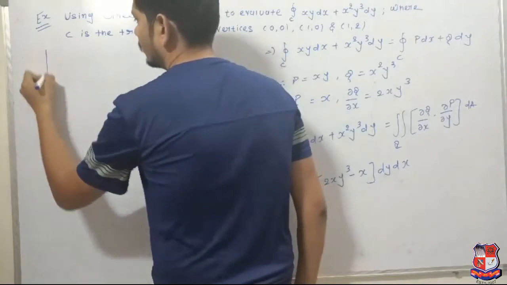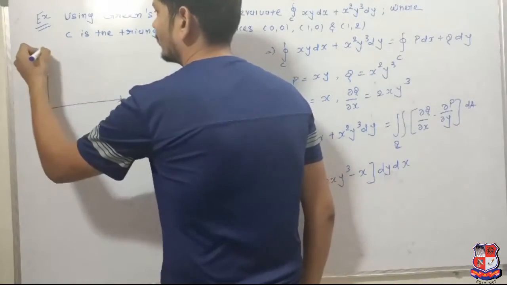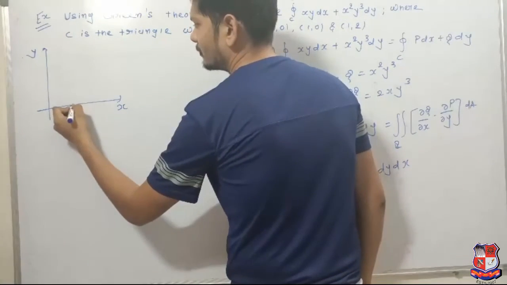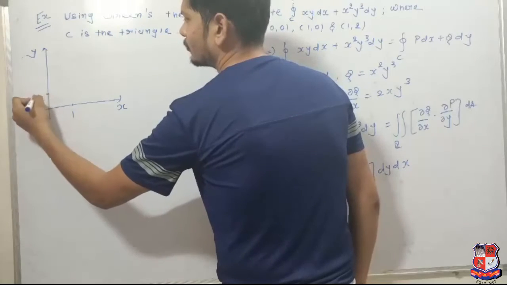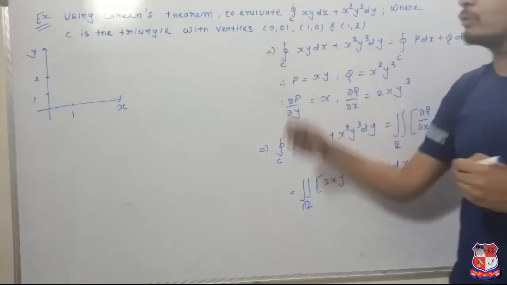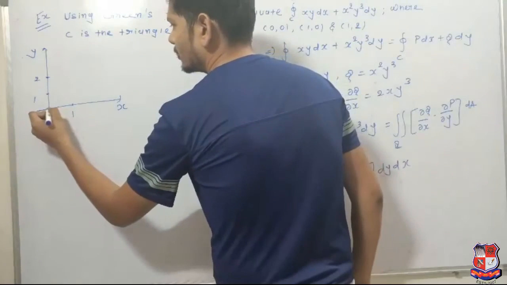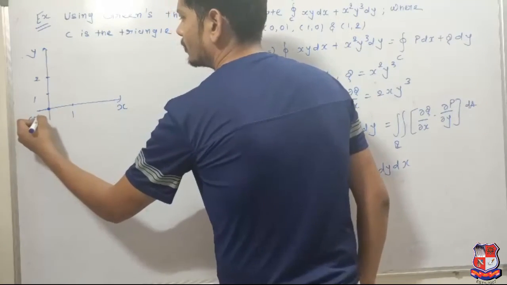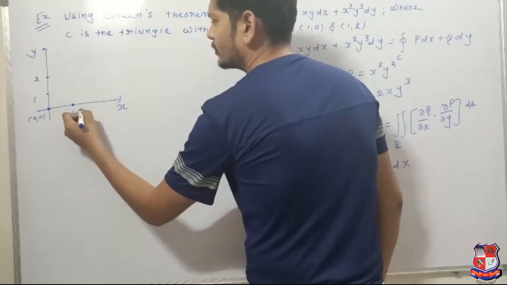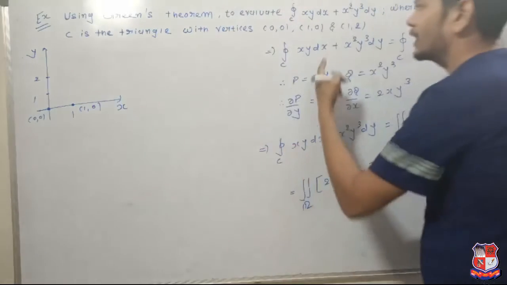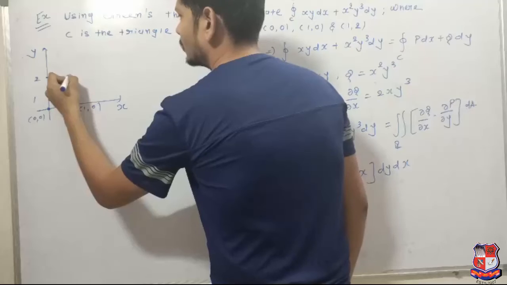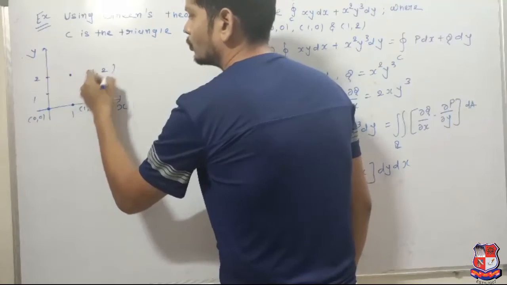So here let me draw x versus y. Let me say here 1 and 2. Now its 3 points are given. 0, 0 means the initial point. This point 0, 0. Then another one is 1, 0, so 1, 0 means this point. And the rest one is 1, 2. So x is equal to 1, y is equal to 2. 1, 2.